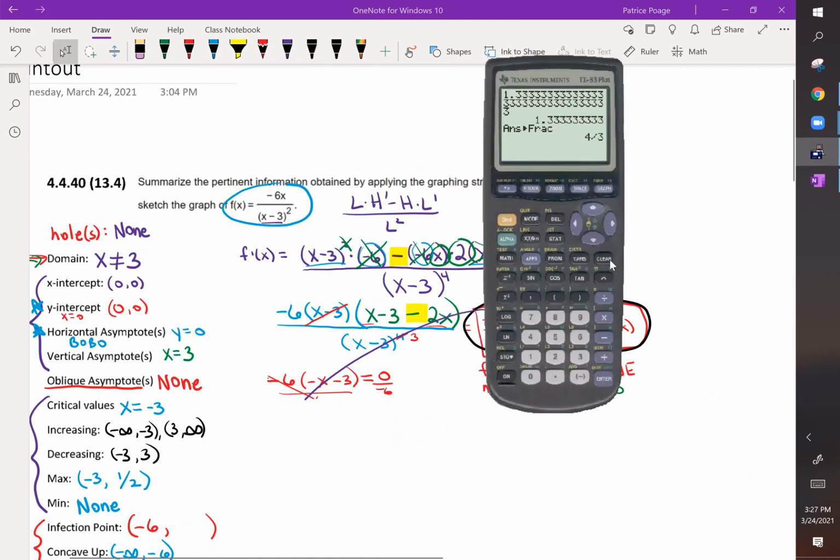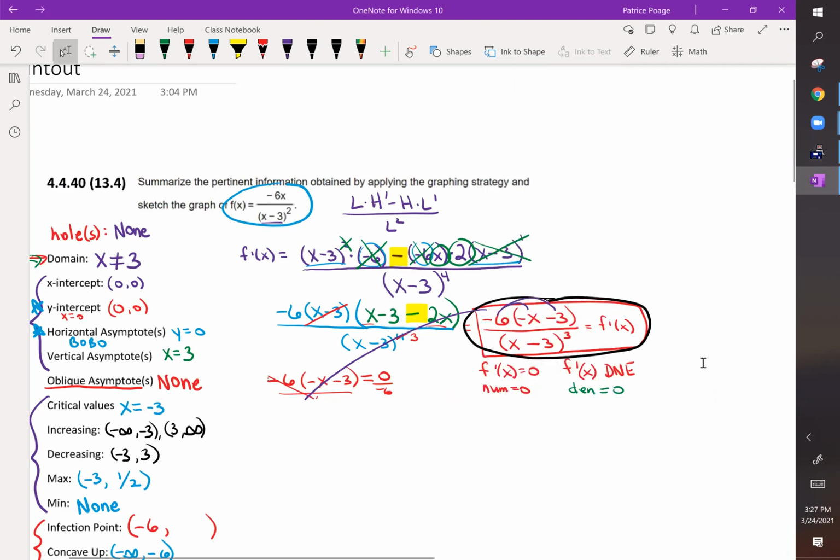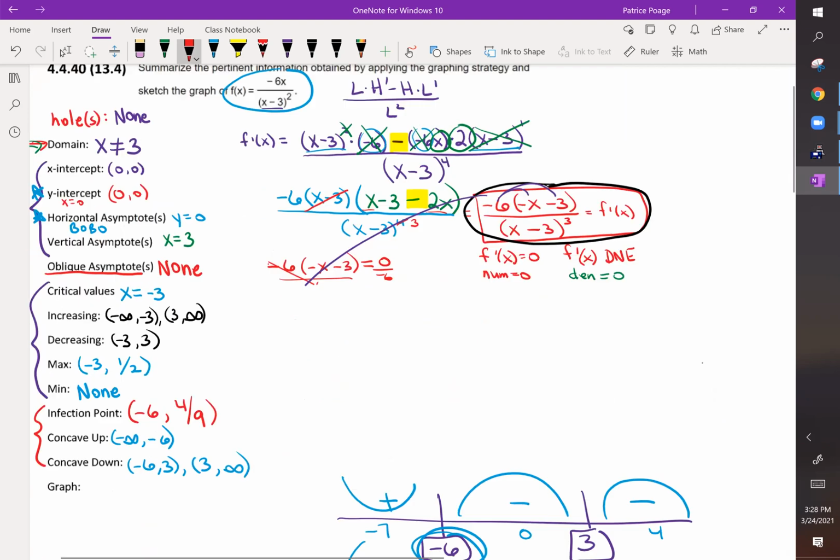So I have -6 times -6, enter, divided by -6 minus 3 to the second power. And math frac, 4/9. Okay.